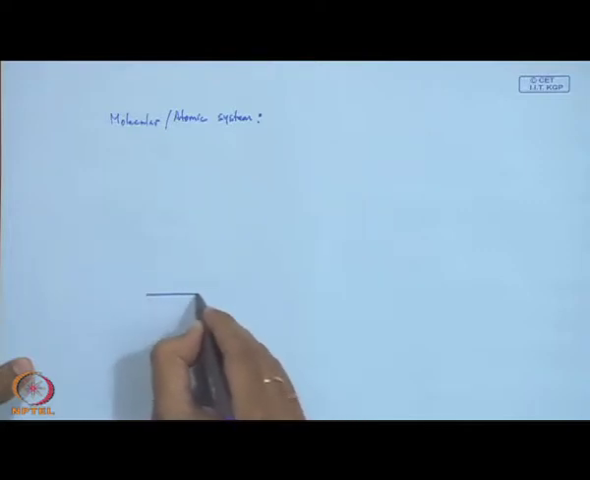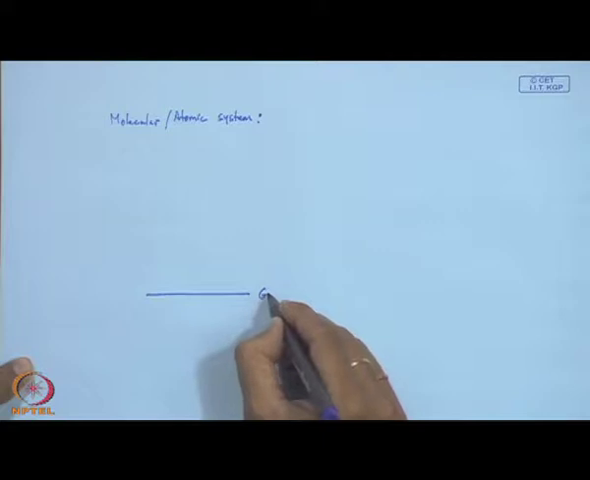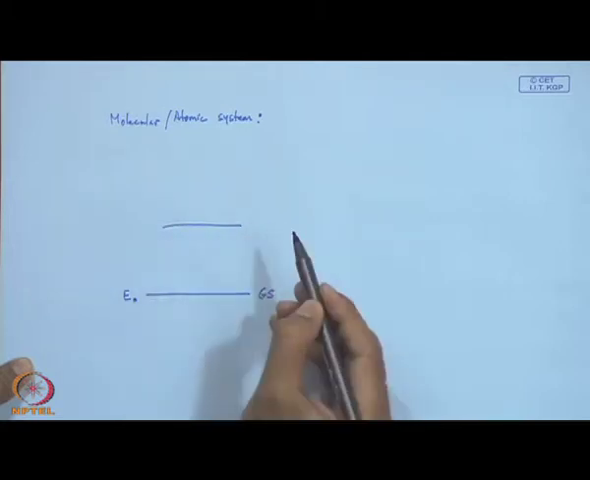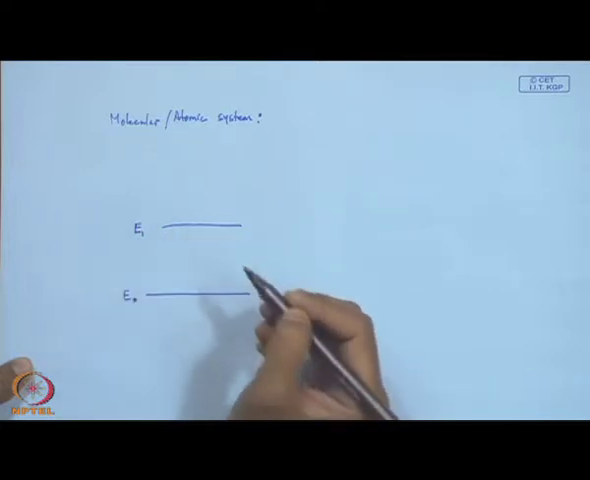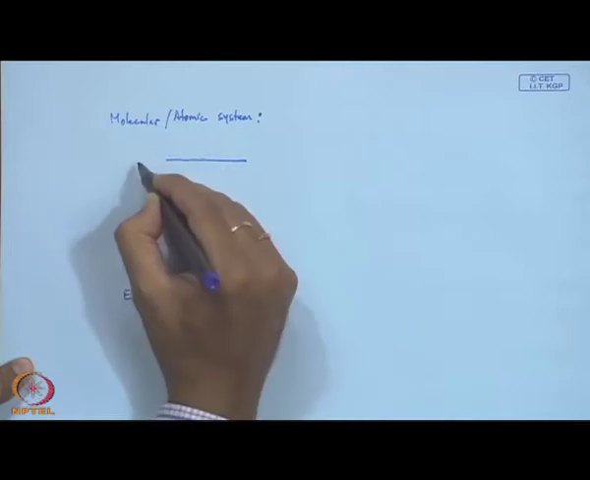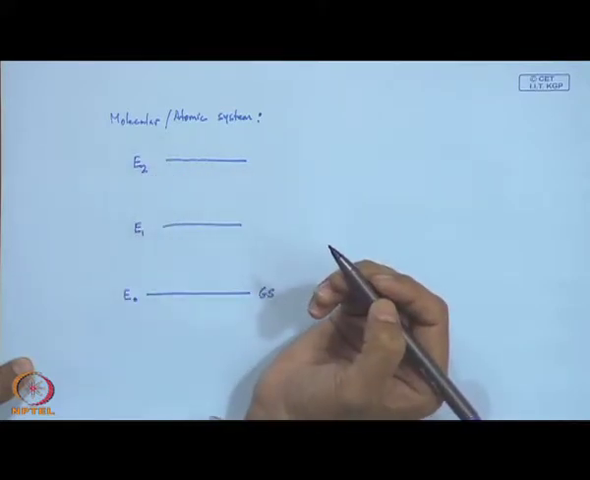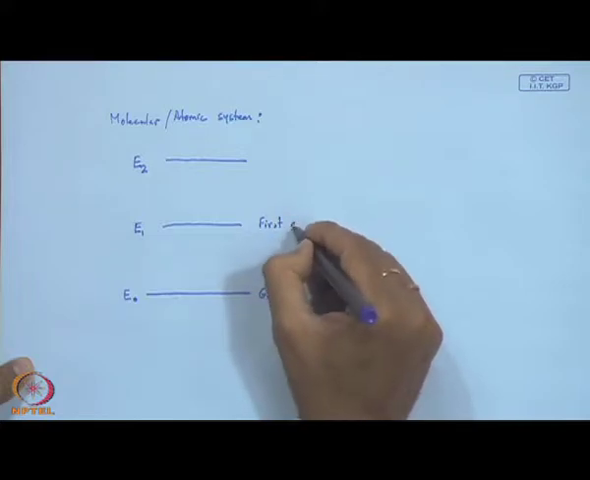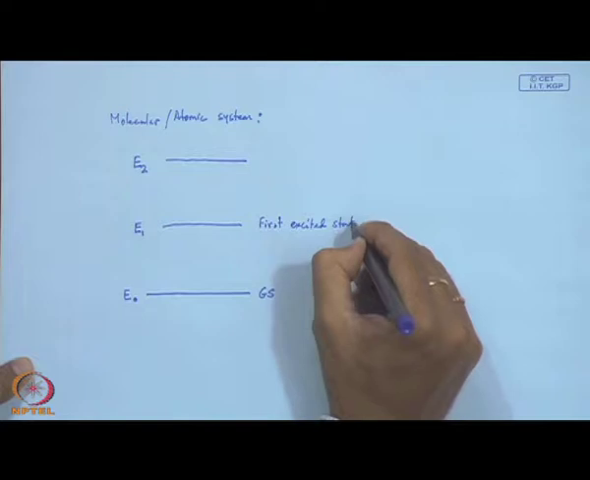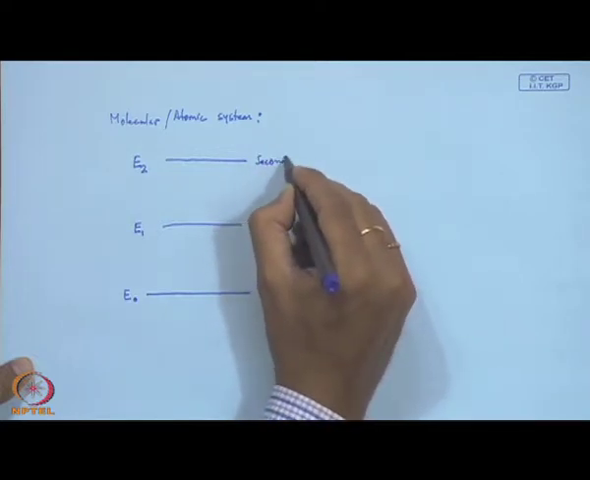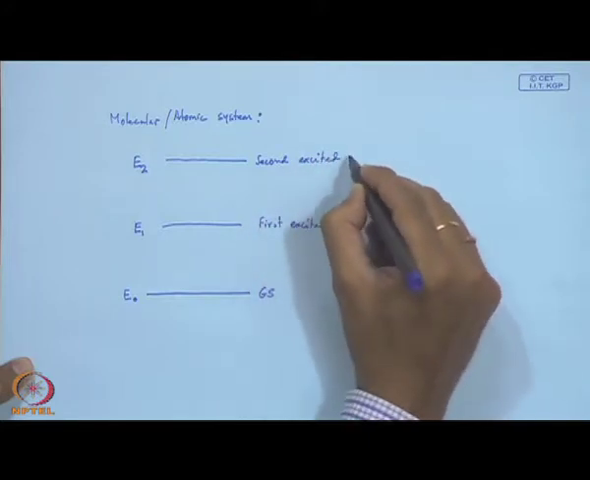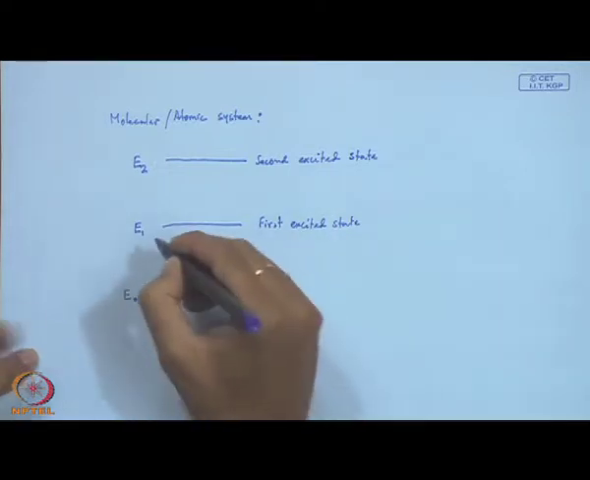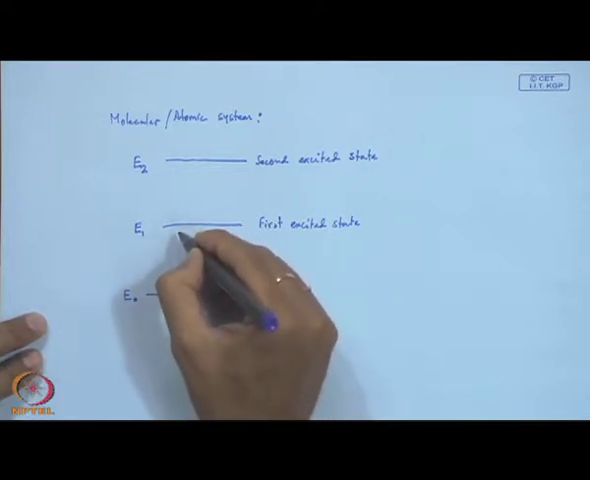This is the lowest energy solution, called the ground state, and its energy is designated E0. Then next, say this is E1, the first excited level, and say this is E2, the second excited level. So, this is the ground state E0, the first excited state, and the second excited state.